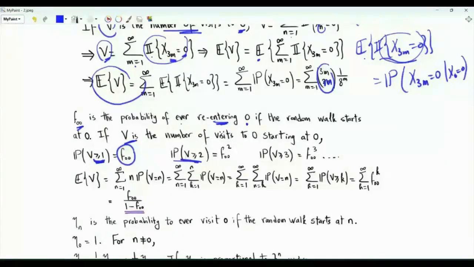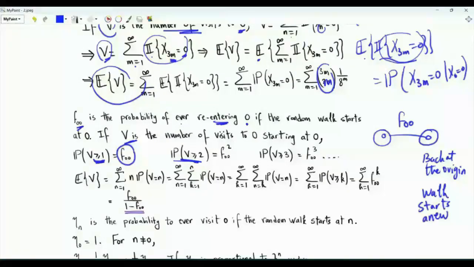What is the probability that v is greater than or equal to 2? Which means that the origin is visited at least twice. We start at the origin. We need to go to the origin for the first time, and this will happen with probability f00. We are now back at the origin. The random walk starts anew.